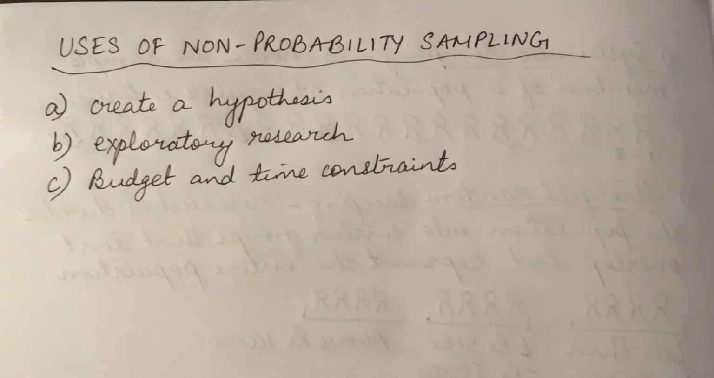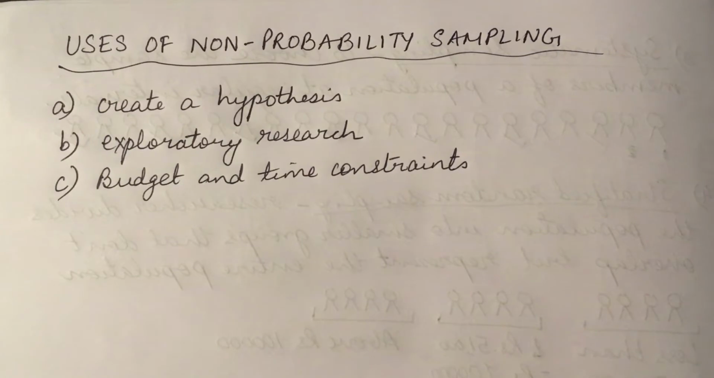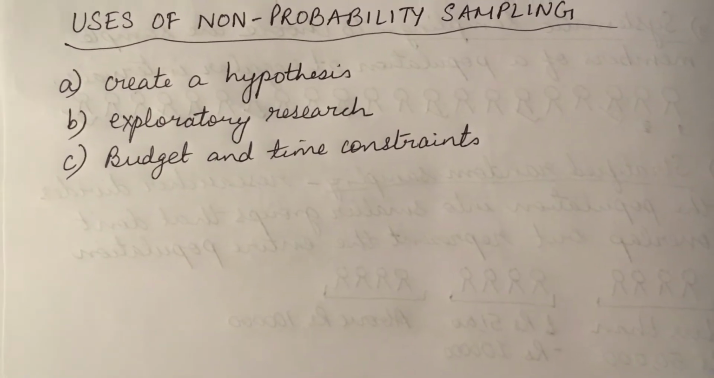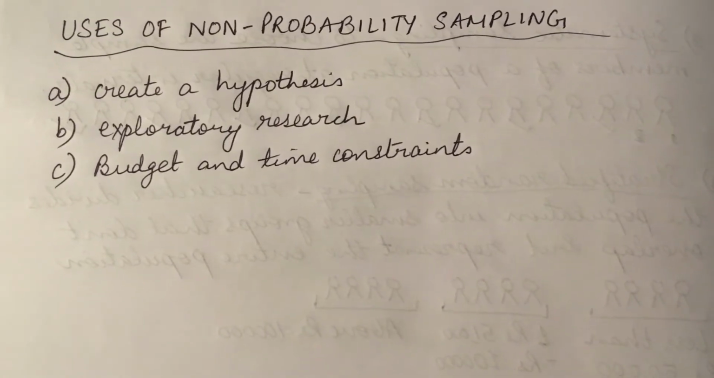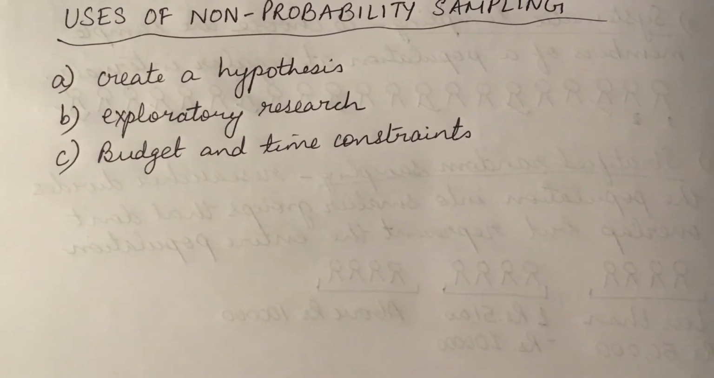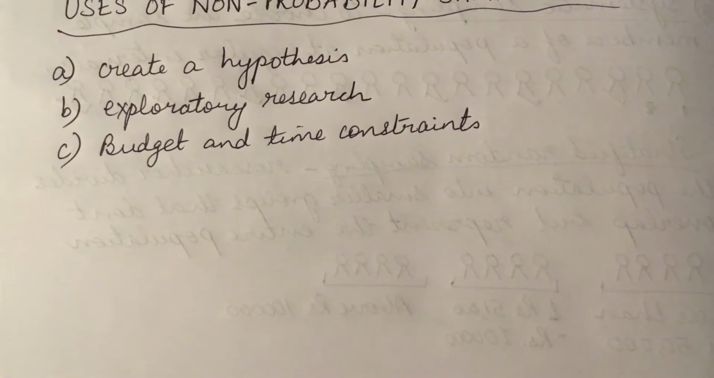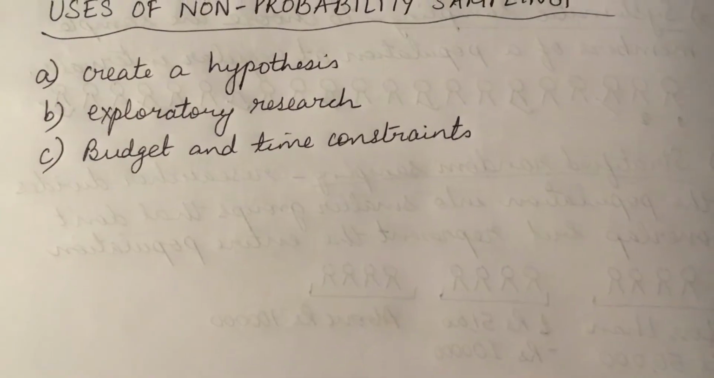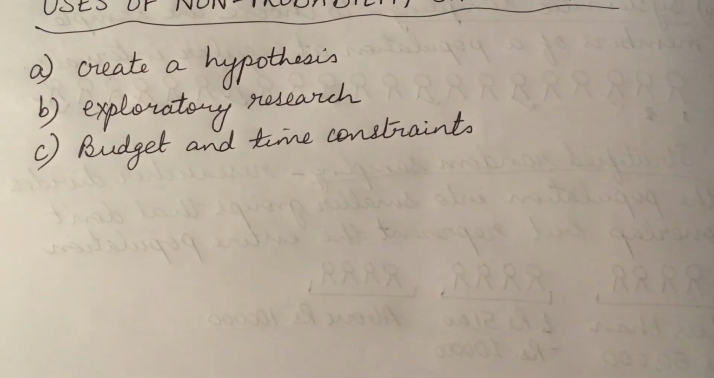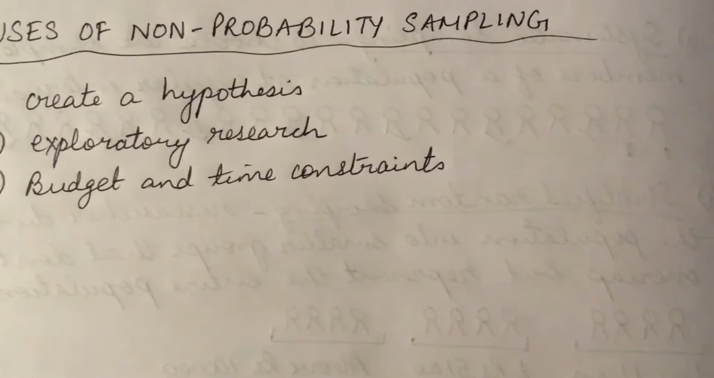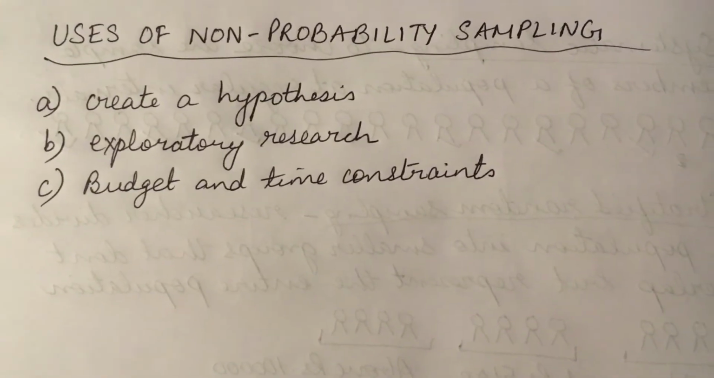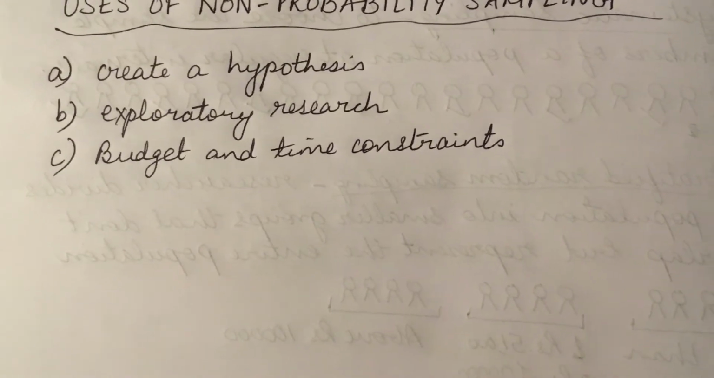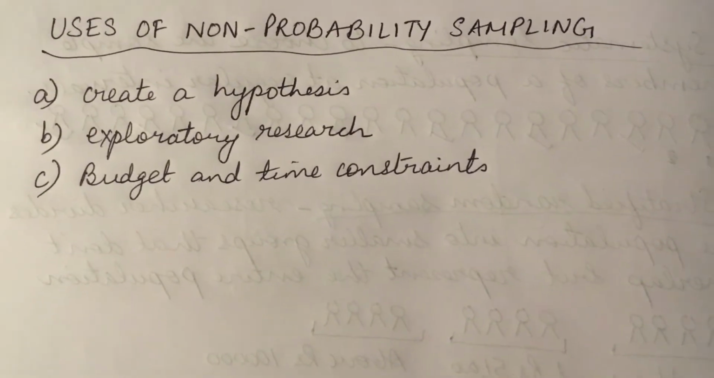So these were all the different types of non-probability sampling methods. So what are the uses of non-probability sampling? Number one, it creates a hypothesis. Researchers use the non-probability sampling method to create an assumption when there is limited or no prior information available on that topic. This method helps with the immediate return of data and builds a base for future research.